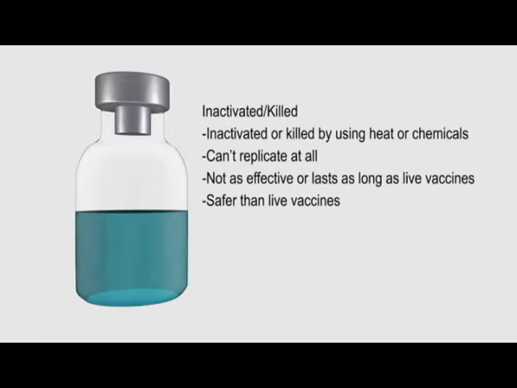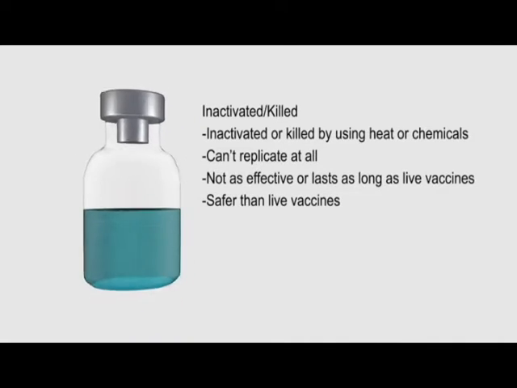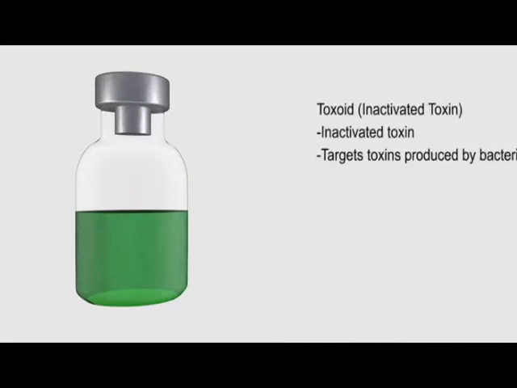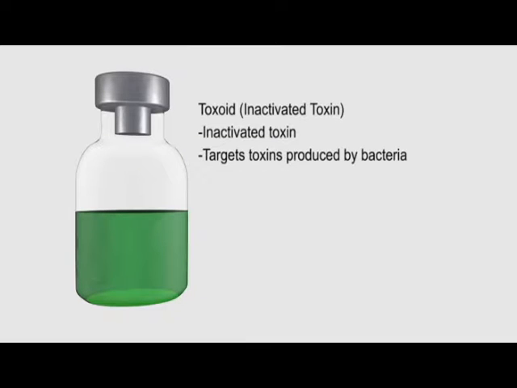Killed or inactivated vaccines are created by the inactivation of the virus through heat or chemicals. The short-lived virus is unable to replicate, but kept intact, allowing the body to recognize the virus. Toxoids are a special branch of inactivated vaccines.